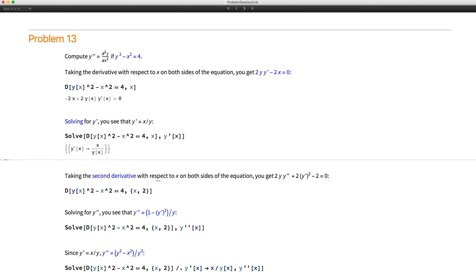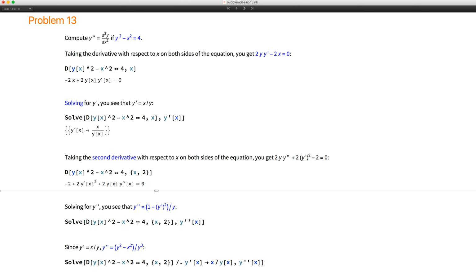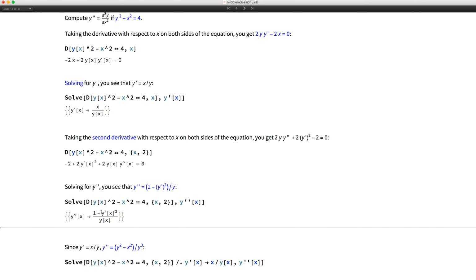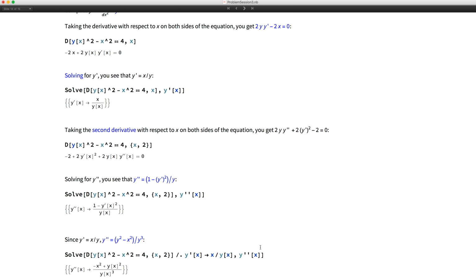Now work out the second derivative starting from the equation that you got early on over here, and you get back a simple result. You get back 2y times y double prime plus 2y prime squared minus 2 equals 0. Check with D. Solve for y double prime. And then you notice that you still have a y prime inside the answer. So you plug in y prime x equal to x over y, like I've done over here, and you get back the final result for y double prime.